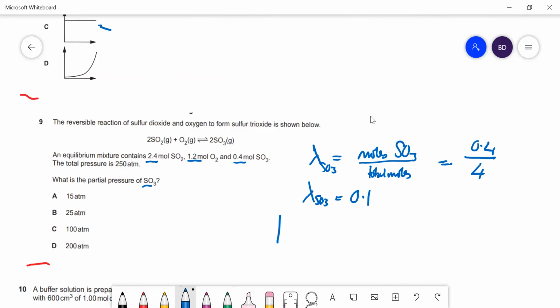Partial pressure is equal to the mole fraction of SO3 multiplied by the total pressure, big P. So that's going to be 0.1. Total pressure is 250 atmospheres, so 25 atmospheres is the answer to that.